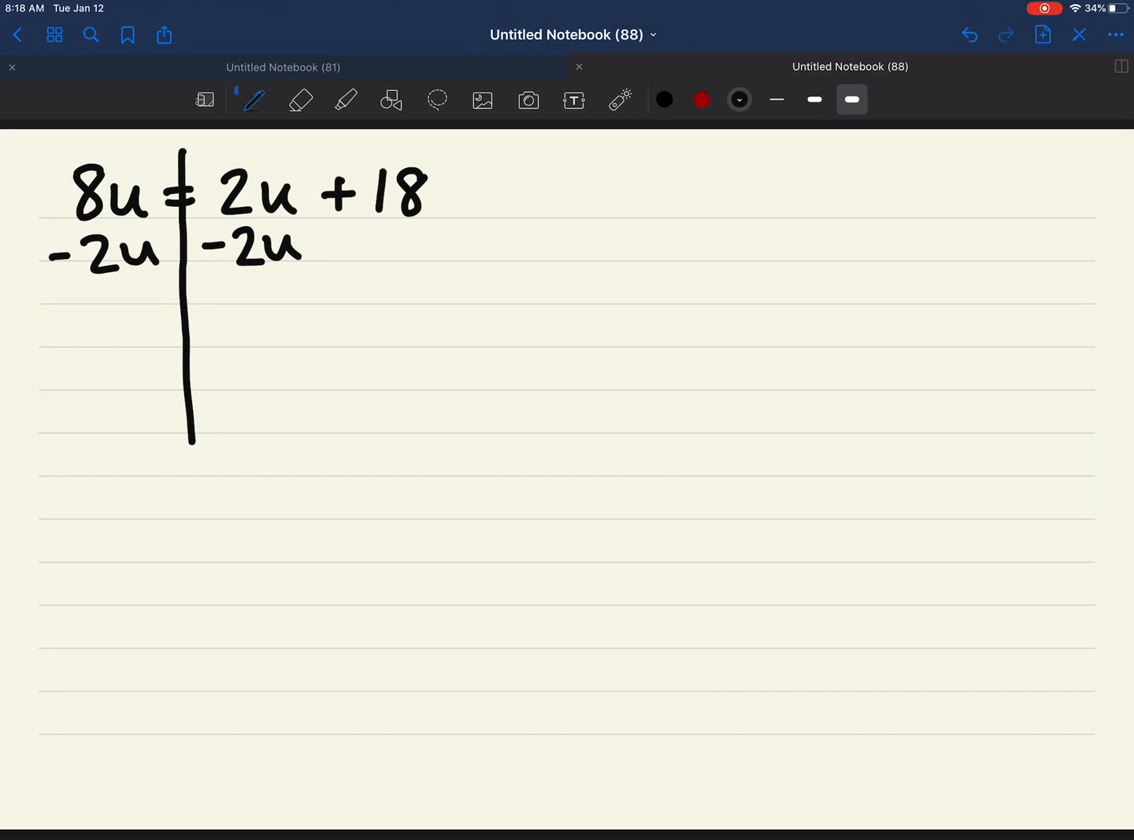So, to move something that has a variable, almost always you're going to add or subtract it, okay? So if it's positive 2u, we're going to subtract it. So that cancels. What's 8u minus 2u? 6u. And what would I have that equal to? 18. 18 is the only thing I have left, okay? Now we know how to get u by itself because we've seen this before. How do I get u by itself? Divide by 6.